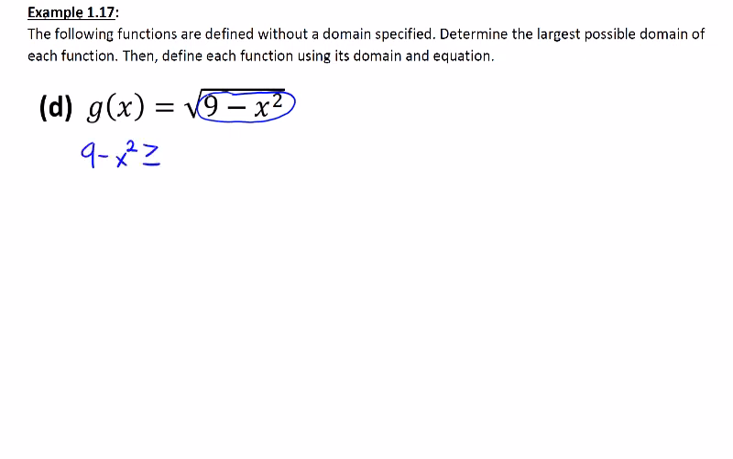set it to be greater than or equal to 0. And that will do exactly what we want. That'll keep any negative values from being in there. Now, with this, I would then add x squared to both sides, giving me 9 is greater than or equal to x squared. And this is a little different from part B because I have x squared and not just x by itself. So this is actually going to be translated into a compound inequality.